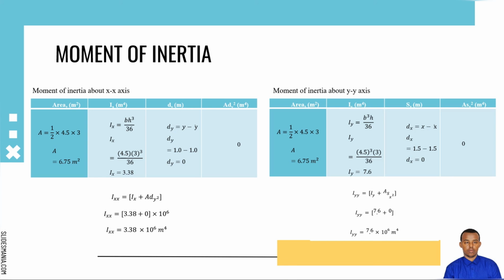The moment of inertia of the structure. First, we are going to find the moment of inertia of the structure about the x-axis. We're going to find first the area of the structure and the x area, the distance in the y direction, and then multiply both together. Finally, the moment about the x-axis becomes 3.38 times 10 to the power 6 meter power 4, where also in the same way the moment of inertia of the structure about the y-axis becomes 7.6 times 10 to the power 6 meter power 4.